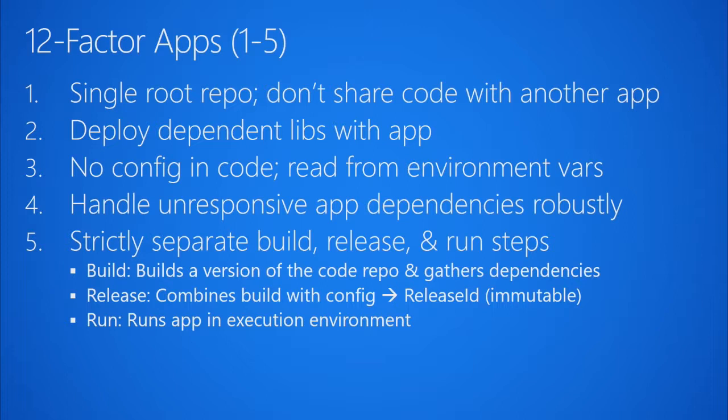Number two is deploy dependent libs with your app. Your app should be completely self-contained. It shouldn't have some dependencies that are required at runtime. And the reason for that is because when you test, if you have a dependency there when you test, and this is a very common scenario, then if the dependency is on your local machine, everything works correctly. Then a lot of times people take their application, they deploy it to another machine, they didn't deploy the dependency with the app, and now the application doesn't work correctly.